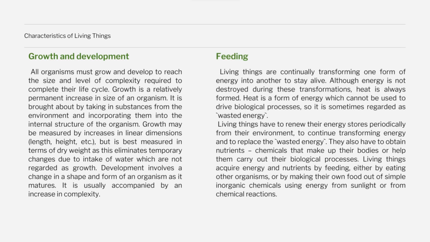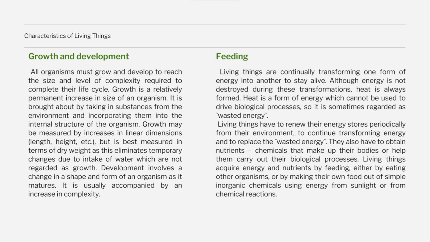Growth and development. All organisms must grow and develop to reach the size and level of complexity required to complete their life cycle. Growth is a relatively permanent increase in size of an organism. It is brought about by taking in substances from the environment and incorporating them into the internal structure of the organism. Growth may be measured by increases in linear dimensions, but is best measured in terms of dry weight, as this eliminates temporary changes due to intake of water, which are not regarded as growth.